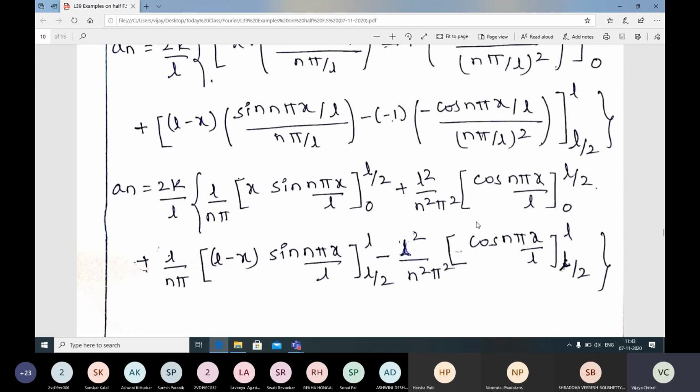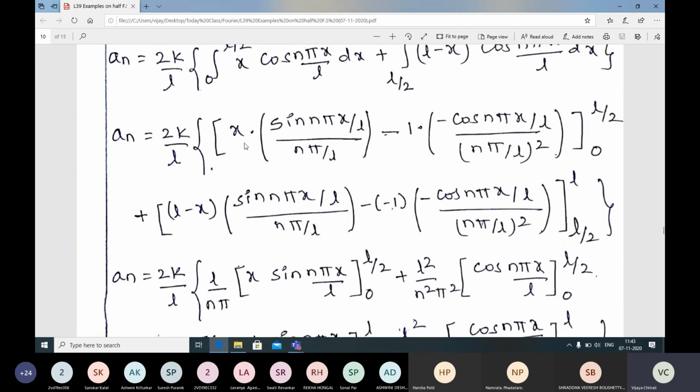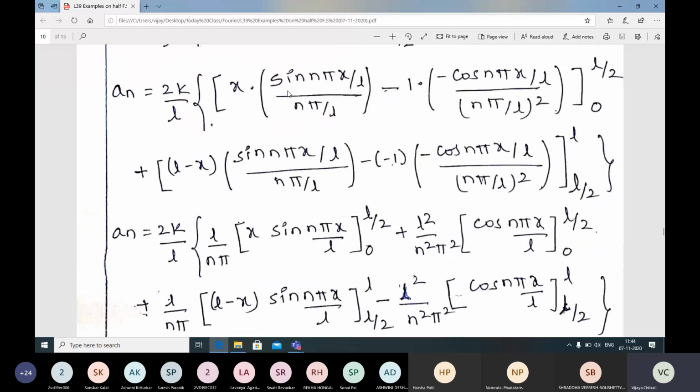Now substitute the limits. 2k by L is as it is before that. So 2k by L is as it is. So 1 divided by n pi by L. So this is in denominator. Take this into numerator. What will get this as L divided by n pi, and x sin n pi x by L, limits 0 to L by 2.